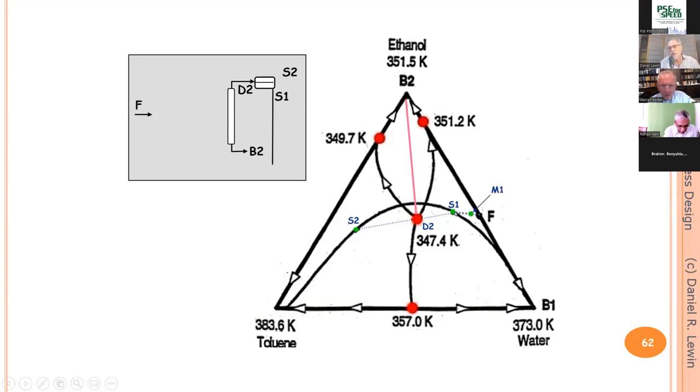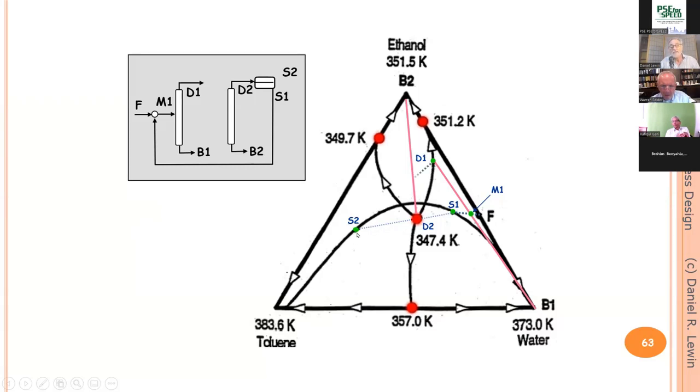The aqueous product from the decanter is mixed with the feed and feeds a second column in which pure water is produced, and the second component is on the distillation boundary. And now we take this product on the distillation boundary, the distillate from that column, mix it with the organic phase from the decanter to produce a mixture which feeds the first column. And that actually closes very nicely the design. So this would be a typical heterogeneous distillation problem that would be handled by students as part of an exam question.